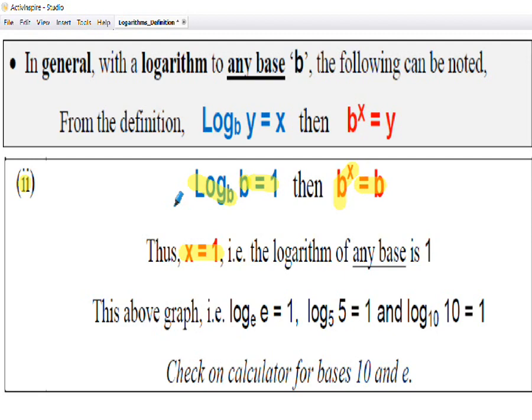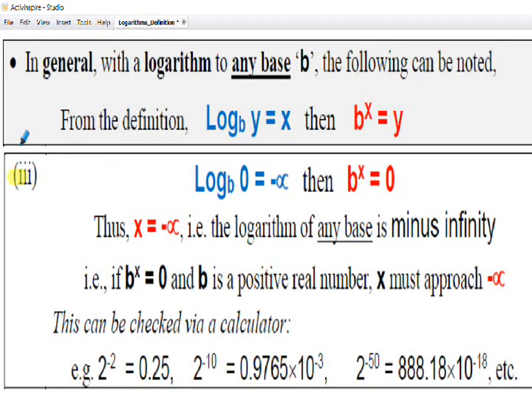So what we're now saying is that when we take the log to the base e of e, the base, we will get 1. When we take log to the base 5 of 5, we'll get 1. When we take log to the base 10 of 10, we will get 1. And again, you can check that on your calculators.